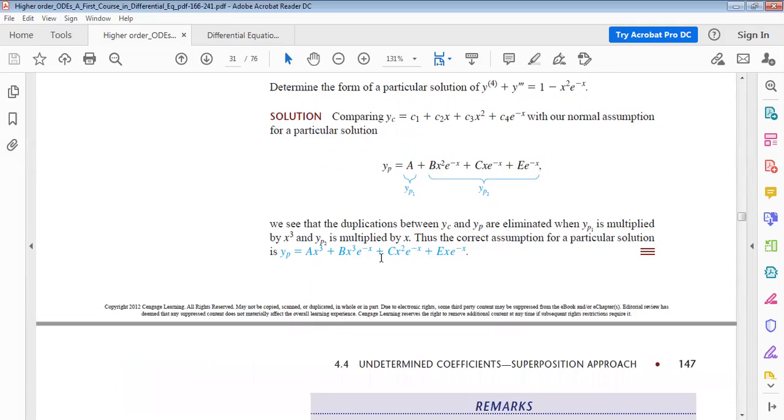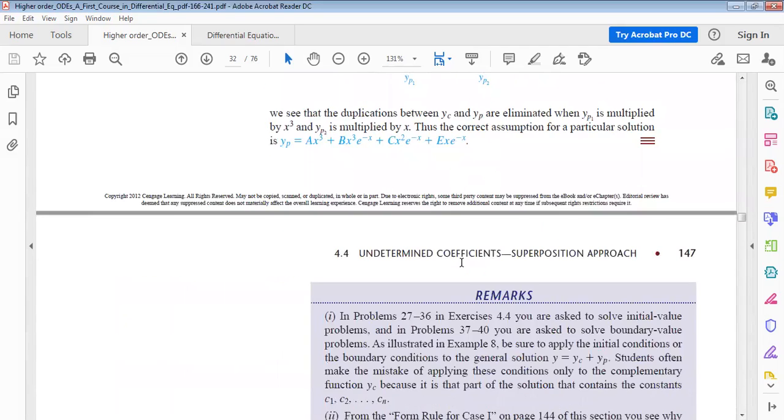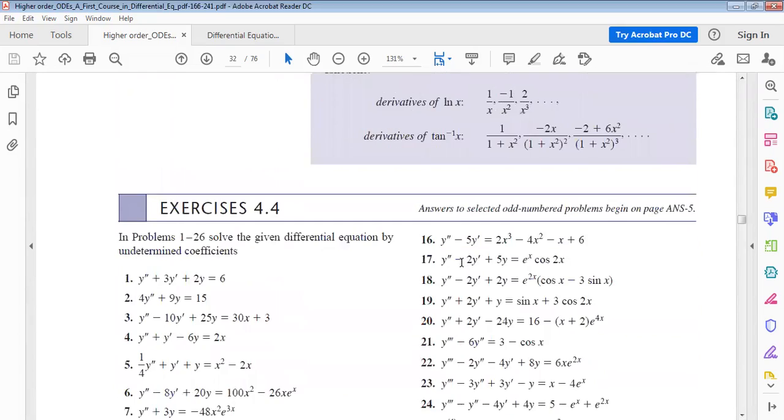Now the particular integral is this, then differentiating 4 times: first y dash p, y double dash p, y triple dash p, and the fourth differentiation. Then putting this in, we get the particular integral, and determining the undetermined coefficients, that means the coefficients a, b, c, e, we can put them in this particular integral, then we get the general solution of that.